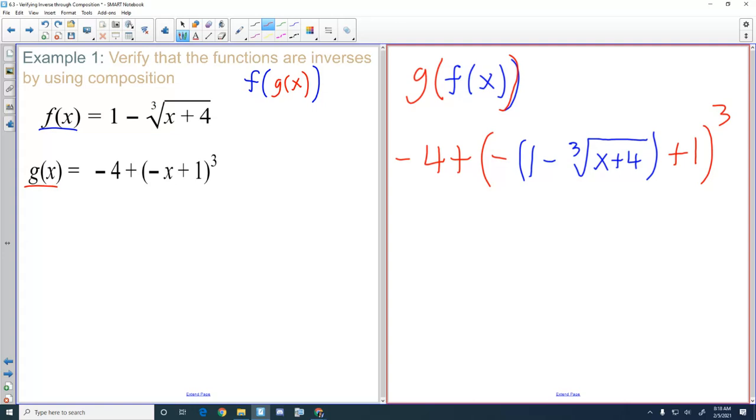So you can see it's still the g of x function, -4 plus negative x plus 1 cubed, but it's not x, it's the entire f of x function in its place. I'm taking this entire function and I'm substituting it in for that x down there in the g function. All right, so now we have to take our time to simplify.